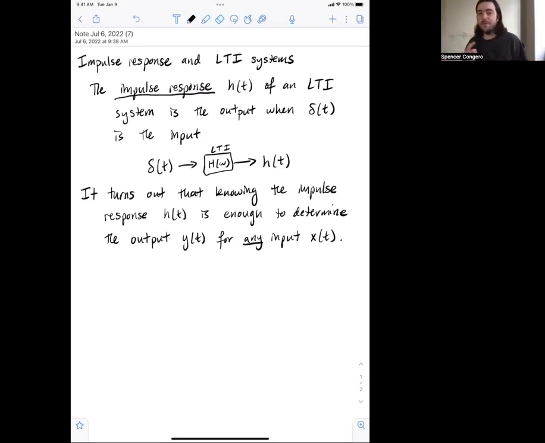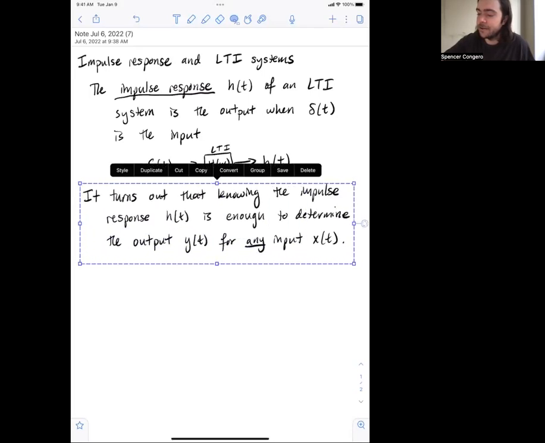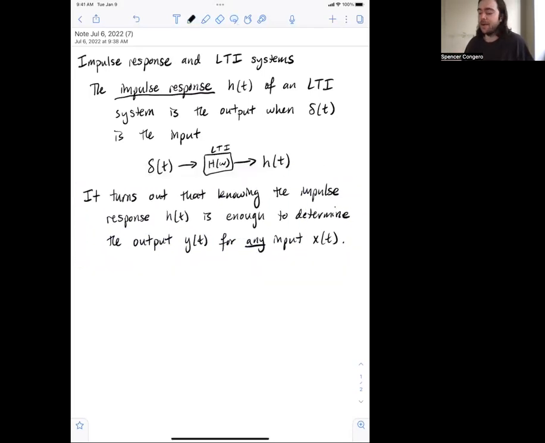If you tell me this one function, this impulse response for an LTI system, I can tell you the output to any input x of t you give me. Okay? It's pretty crazy. It's very useful. And in this video, we are going to see exactly how to do that. How can you get the output y of t for any input x of t, knowing just the impulse response? Okay, so here's why.